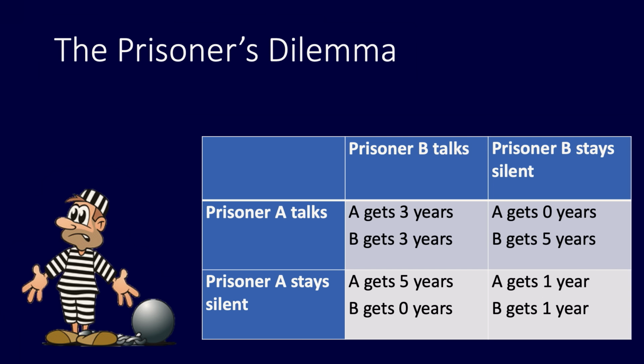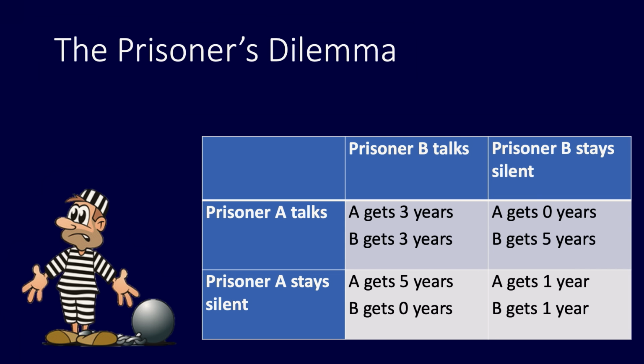So this is sort of a bit of a paradox, because if you're just acting purely from self-interest, this kind of decision-making would say you should always talk, because whatever B does, the least worst outcome for you comes from talking. But the problem is, prisoner B is making exactly that calculation. So they're going to talk as well. So you'll be in the situation where you both talk and you both get 3 years. However, if you had both stayed silent, it would be a better outcome.